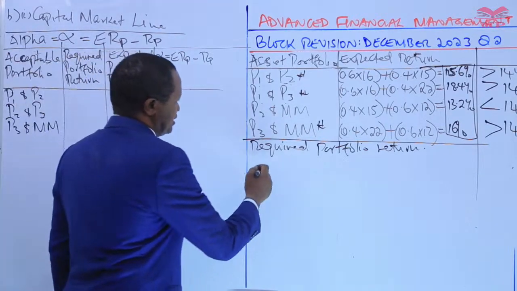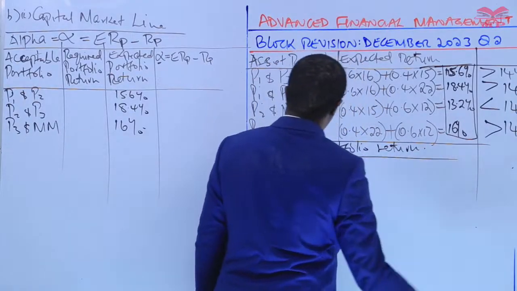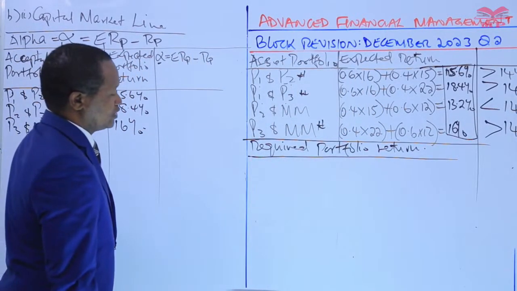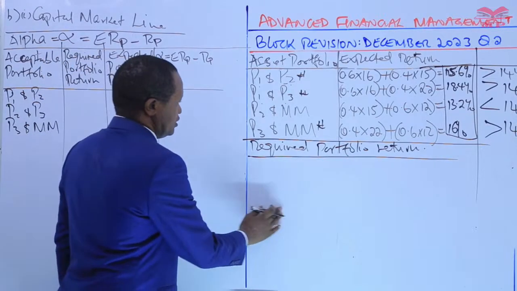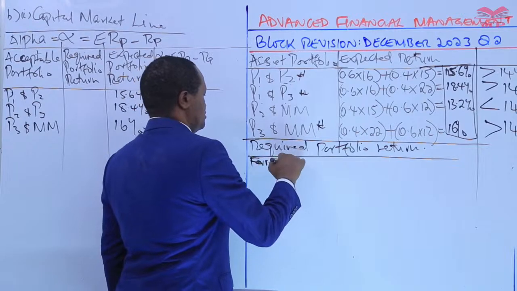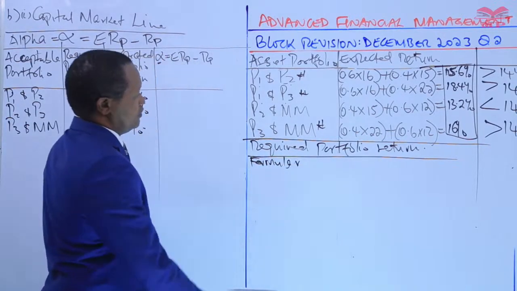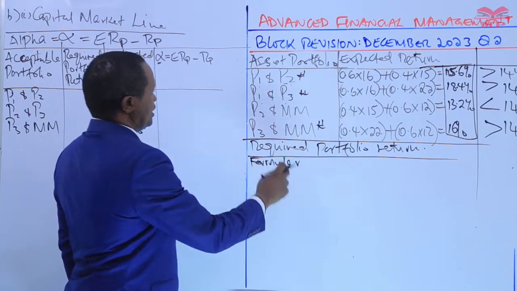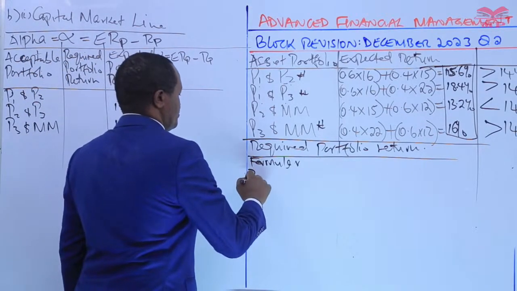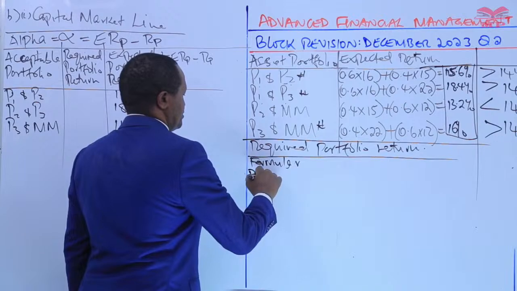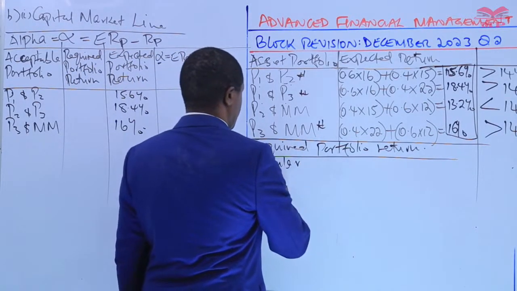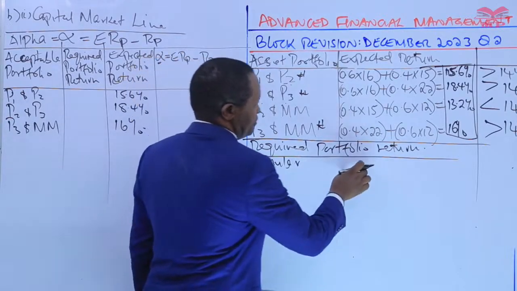So let us calculate the required rate of return. I'm going to work this out in the form of a table. You can have a formula there for required rate of return, RP. Then I'll have the portfolios there.